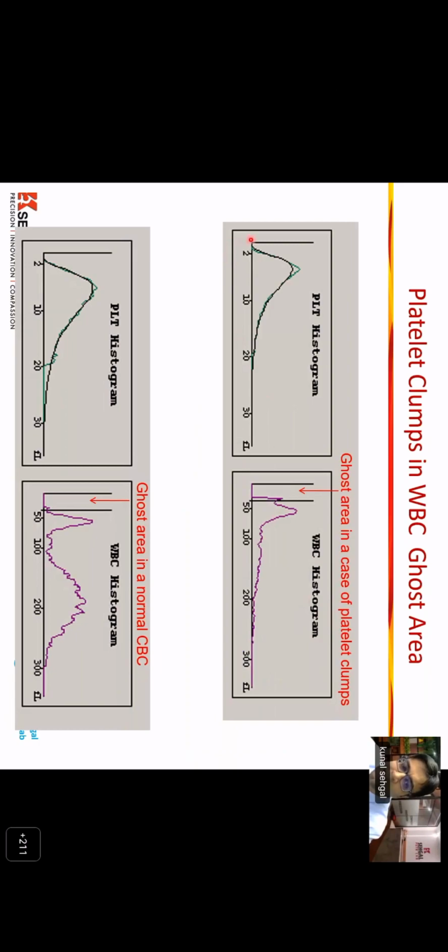So again, I'll highlight: this is a normal platelet histogram. This is a ghost area peak, and we picked up some giant platelets, platelet clumps over here. This is a normal WBC histogram where the curve ends at the baseline. Nothing in this ghost area. The ghost area is supposed to be an empty area.